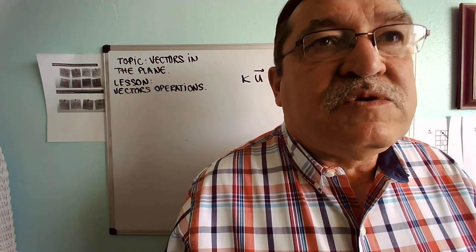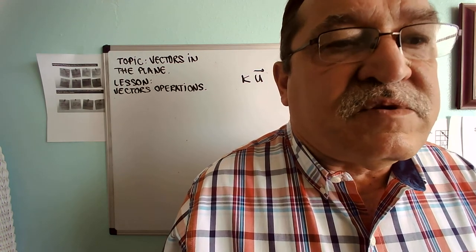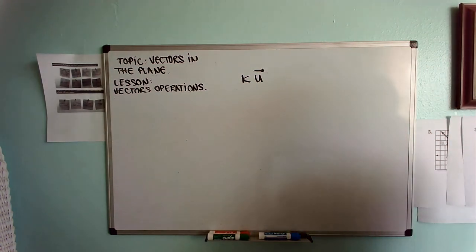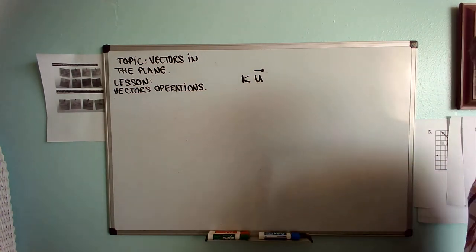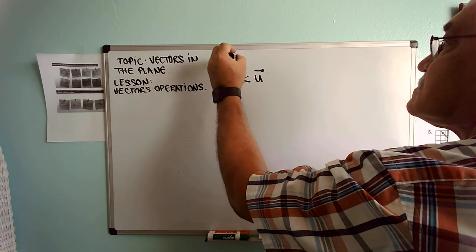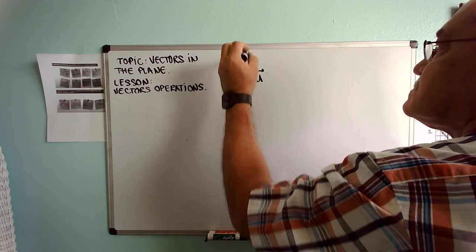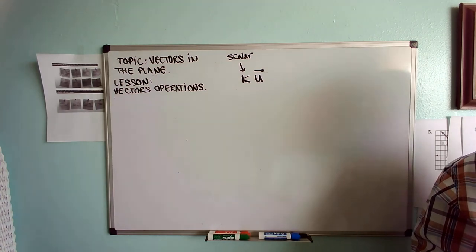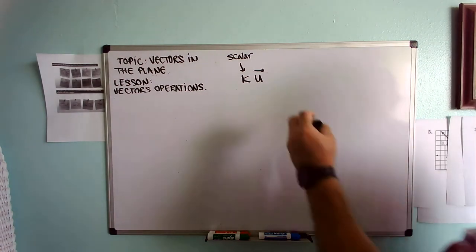So the first thing that we are going to see is what happens when we multiply a real number by a vector. A vector being multiplied by that real number, we call that operation multiplying a vector u by a scalar k. So k is a scalar. How do we perform the multiplication of a vector by a scalar? Using the distributive property.